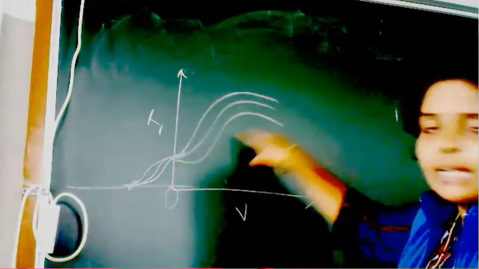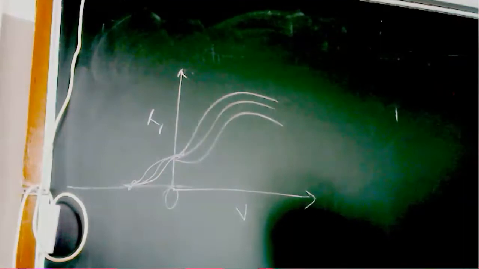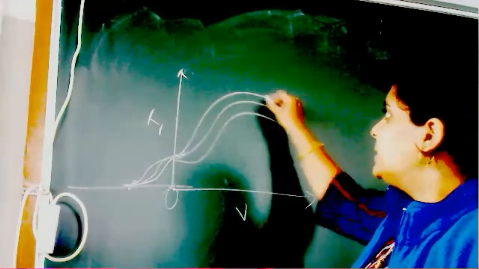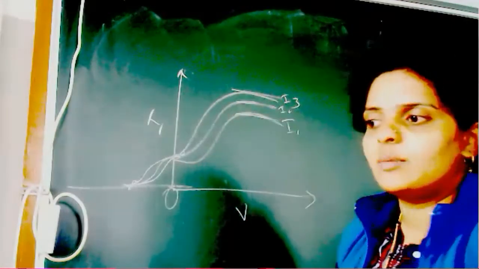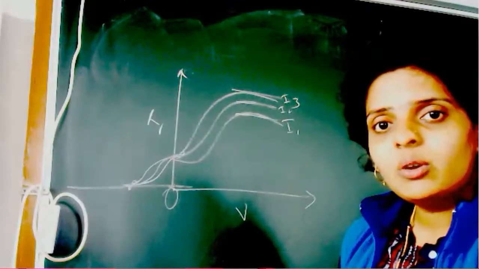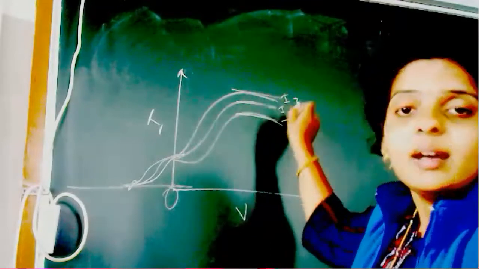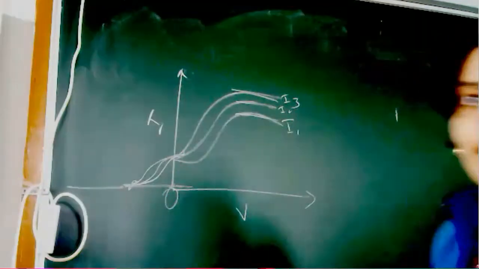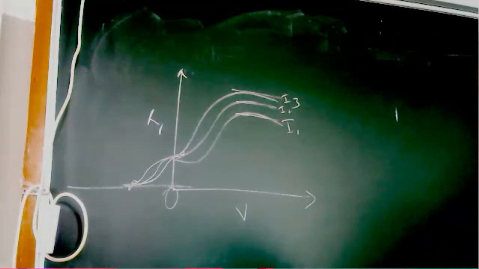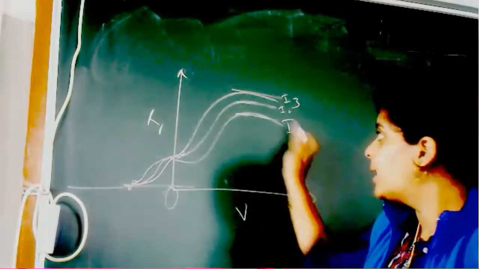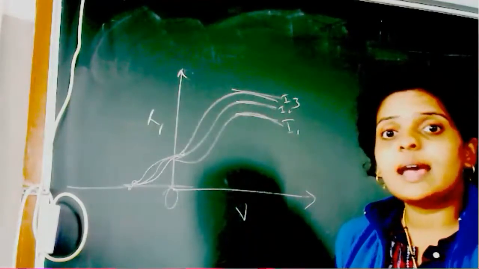So this is when the anode is given a positive potential, and the negative graph is when the anode is at negative potential. Here you can represent I1, I2, I3. If you see the textbook, it is somewhat a straight line. What is the meaning of that? The current is remaining constant after some value of potential. After some point, the current becomes constant, saturated.